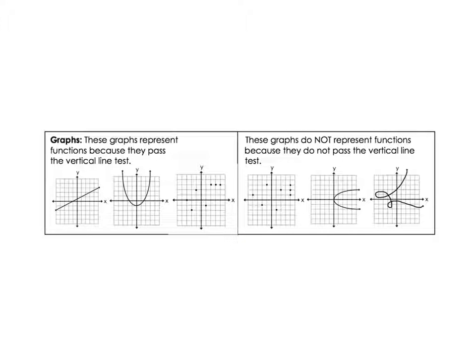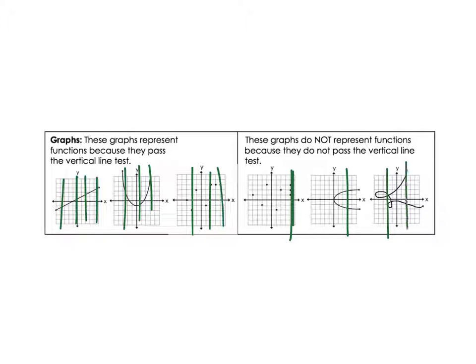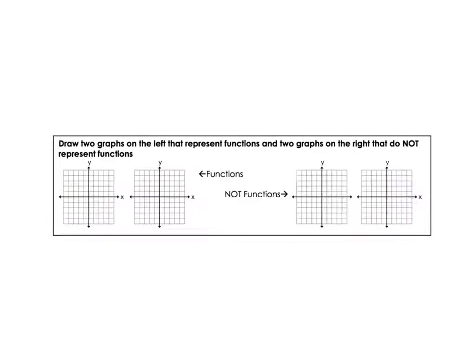Okay, so these graphs on the left are all functions because they pass the vertical line test. No matter where I draw a vertical line, it only goes through the graph once. That's another way of saying each x only has one y. But the ones on the right are not functions because if there's even one spot where I draw a vertical line and it hits the graph more than once, then it's not going to be a function.